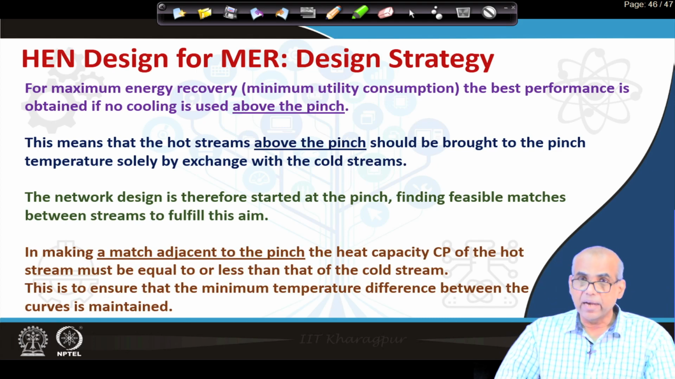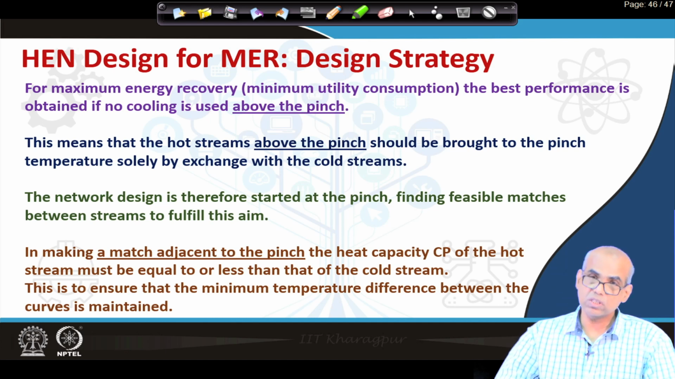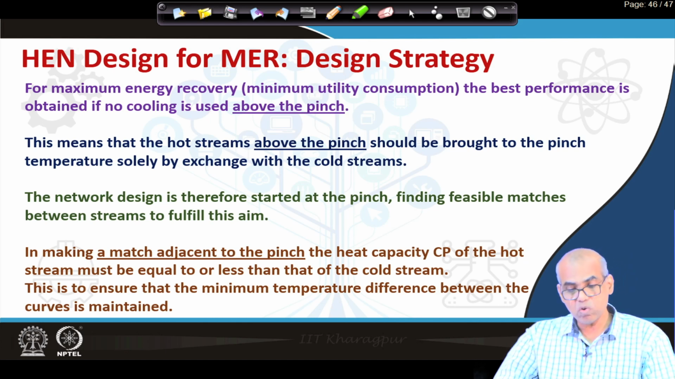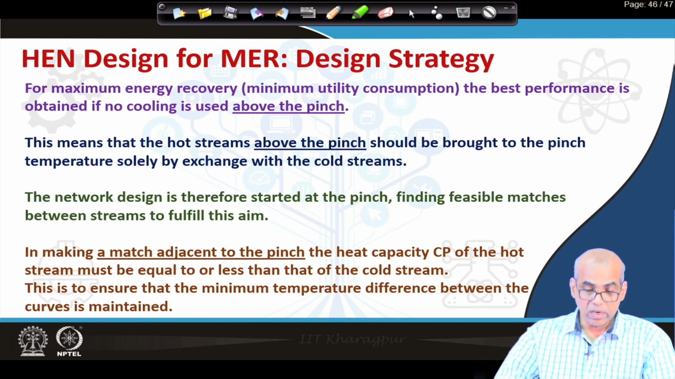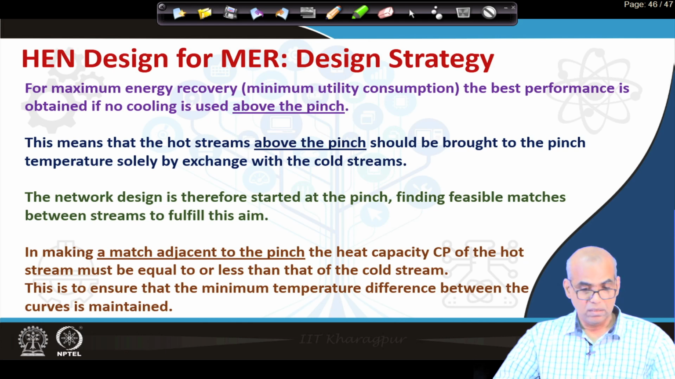In making a match adjacent to the pinch, the heat capacity Cp value of the hot stream must be equal to or less than the Cp value of the cold stream. I repeat, in making a match adjacent to the pinch, the Cp value of the hot stream must be equal to or less than the Cp value of the cold stream. This ensures that the minimum temperature difference between the curves is maintained. Let us now try to understand this point more elaborately.